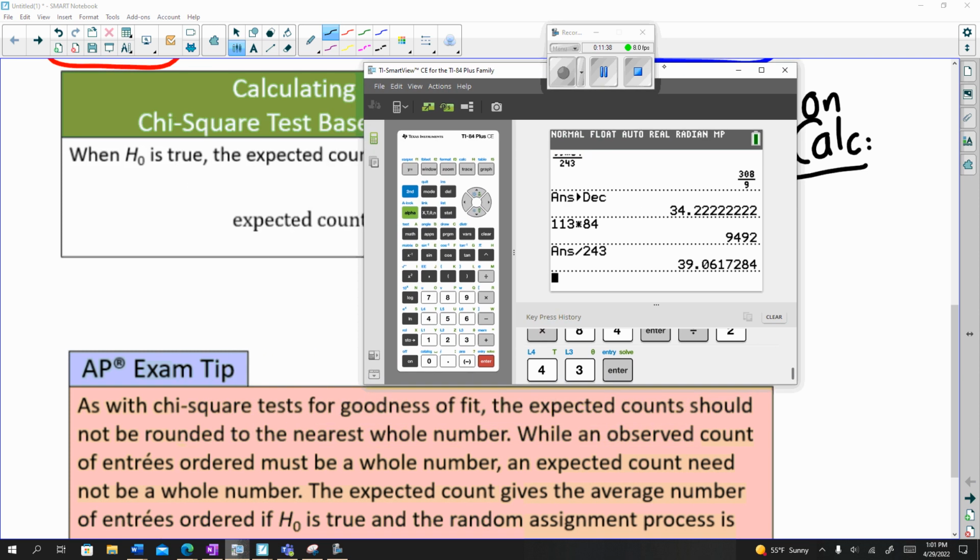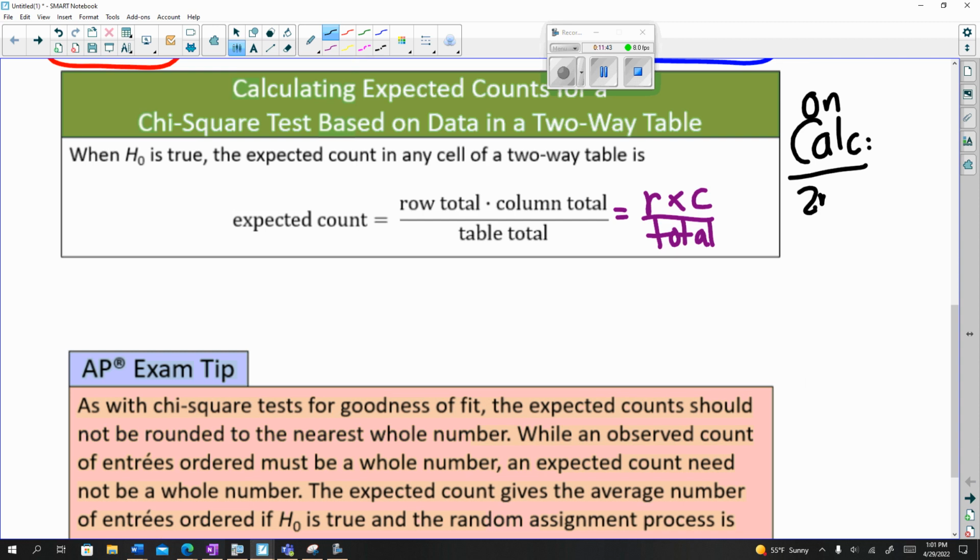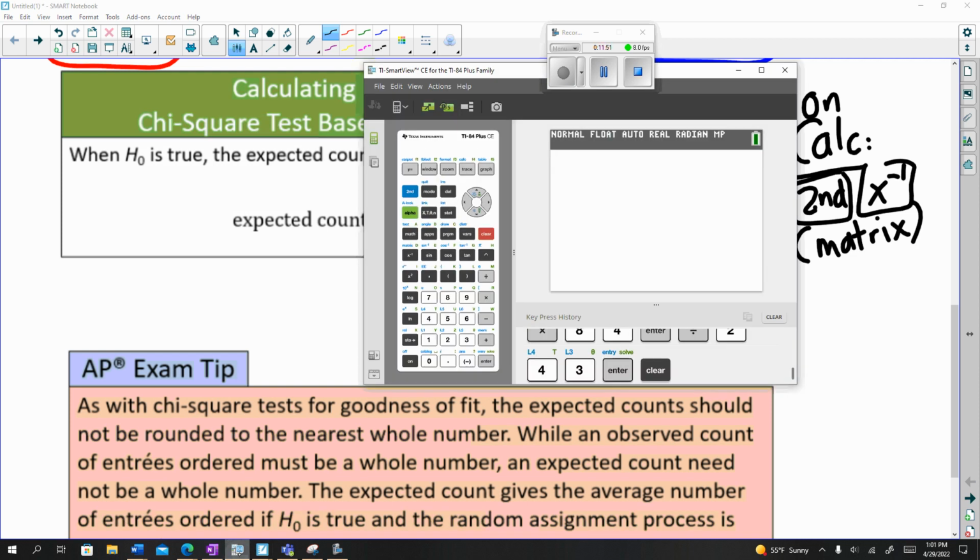And we're going to find the matrix button, which is second x to the negative 1. This is going to be the matrix button. Okay, so first, let's find it. Second, x to the negative 1.